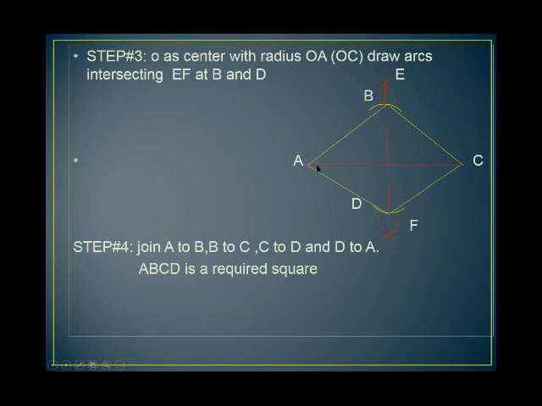I repeat the whole process. First we take the diagonal as a baseline, that is AC, and we bisect it by drawing a bisector, and after that we get an intersecting point of the diagonal and the bisector, that is O, and from that point we draw 2 arcs on the bisector. So that's how we get the 2 points B and D. Now we join B with A and B with C, and similarly we join D with A and D with C. So ABCD is the required square. Take a screenshot and we will move further.